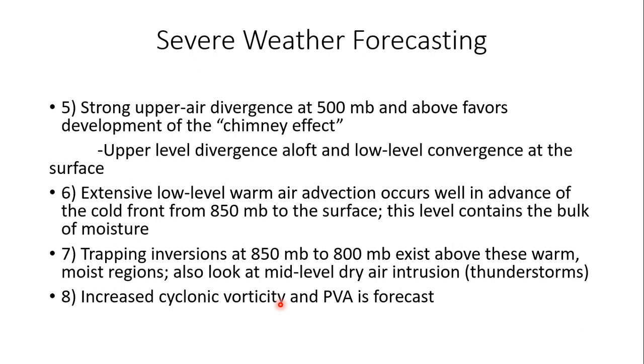Trapping inversions at 850 to 800 millibars exist above the warm, moist regions. If you get that lid or trapping inversion to break, then you can get explosive upward vertical motion. And then increased cyclonic vorticity and PVA is forecast. That's another thing you really want to be paying attention to for severe weather and cyclogenesis.